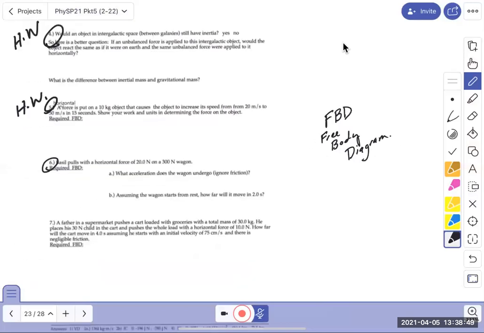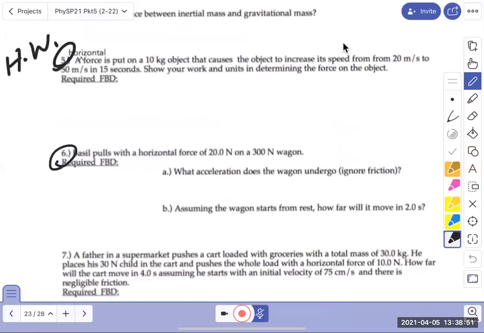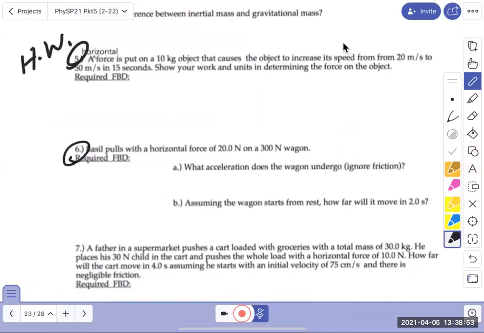So in this case, we're looking at the wagon. So Basil, I think he's living in Switzerland now, but Basil is pulling horizontally with a force of 20 newtons on a 300 Newton wagon. That's the weight of the wagon. Okay, that's the wagon's weight. My weight in newtons is around 900 and something. Okay, so that's the weight of the wagon.